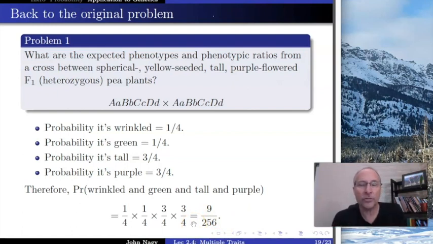Now when we express the fraction, it's best that we reduce the fraction to the most reduced form. But if you don't, I'll figure it out. It's not a big deal. But at this point, it shows you that this is going to be 9 of those boxes, if you were to do it as a Punnett square, 9 of the 256 cells would be wrinkled, green, tall, and purple.